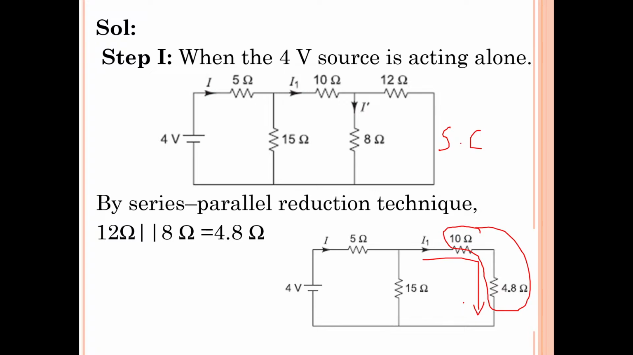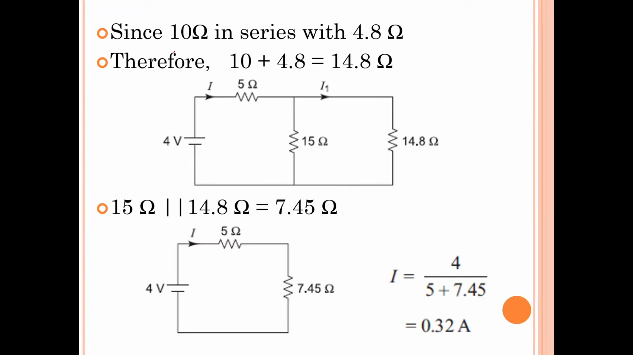Since 10 ohms and 4.8 ohms are connected in series, what is the equivalent resistance now? Just now I told you. 10 plus 4.8, simply add the resistance values. What do you get? 14.8 ohms is the equivalent resistance. So now replace 10 ohms and 4.8 ohms with 14.8 ohms. Instead of drawing two resistors, draw only one resistor whose value is 14.8 ohms.